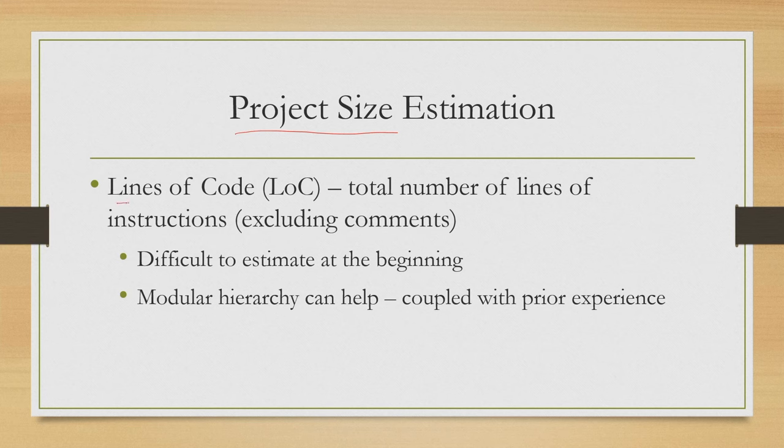Now, here we are talking of a software system. So, the size of the system can be simply the size of the software, that is the lines of code or LOC, the total number of lines of instructions that are part of the system. Of course, this consideration excludes any line that is used as a comment. So, we need to focus only on the lines of instructions rather than comments. Lines of code is one very obvious and intuitive way of estimating the size of a project.